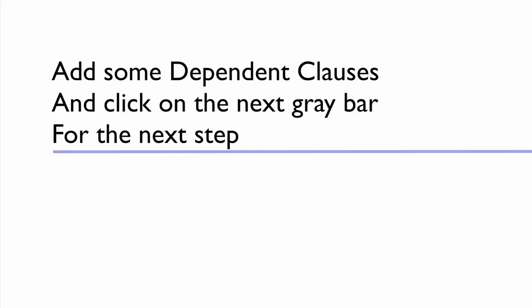So grab a couple sentences, maybe 3 or 4 of the sentences in your essays that are short, and then add a dependent clause at the front by simply looking at the list of subordinating conjunctions.